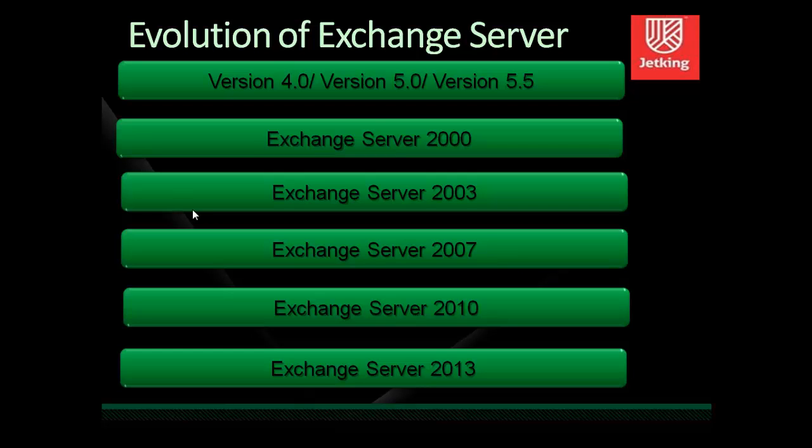Coming to the evolution of Exchange Server, we have the versions which are version 4, which started in June 1996 and was released for the public. Later on, version 5 came into the picture in May 1997. This version 5 was basically using the SMTP protocol, followed by version 5.5 in November 1997.